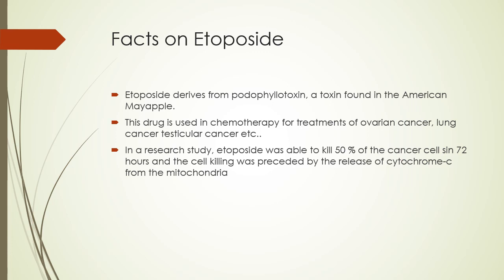Some facts on etoposide: it derives from podophyllotoxin, a toxin found in the American mayapple. This drug is used in chemotherapy for treatment of ovarian cancer, lung cancer, testicular cancer, as well as various other cancers. In a research study, etoposide was able to kill 50% of the cancer cells in 72 hours, and the cell killing was preceded by the release of cytochrome C from the mitochondria.